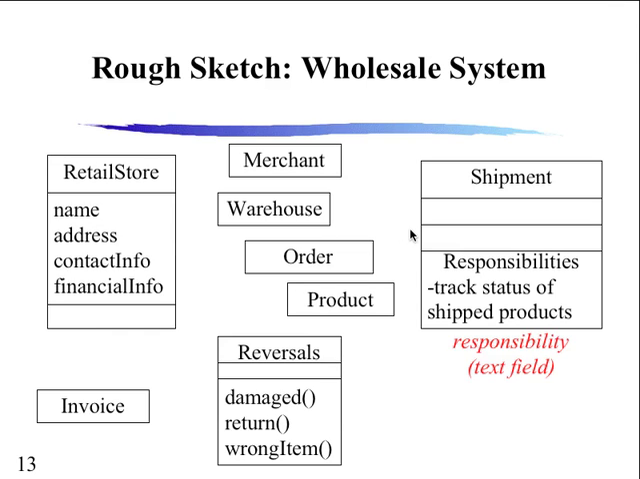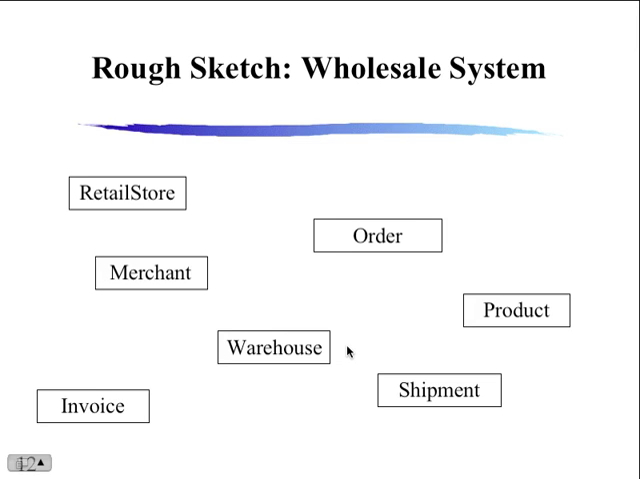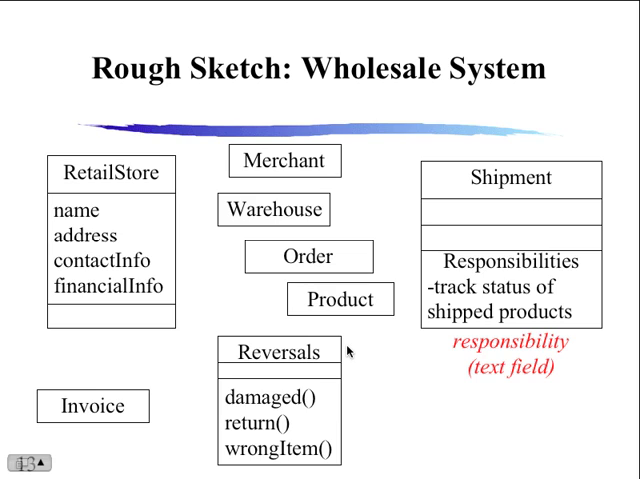And then we can look at it and say, well, retail store, what information, what states would we have for the retail store, and we could start filling in the boxes essentially. How we're going to locate them on the screen. This kind of changed in terms of the order a little bit. We can reorganize a little bit and say, well, retail store, we only know there's going to be a name, an address, contact, financial information. And reversals, those would be returns. Well, we're going to have damaged goods, return, wrong item. Shipment is going to have this stuff. And the responsibilities could be tracking status of shipment. So we could put responsibilities in here. We could put method calls in here.